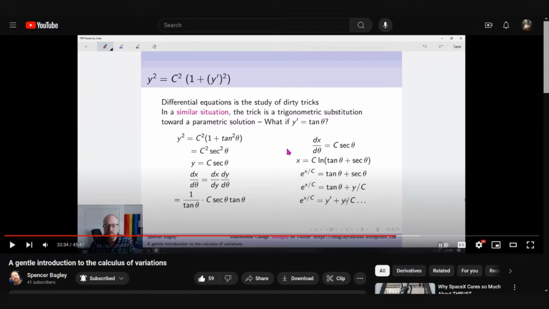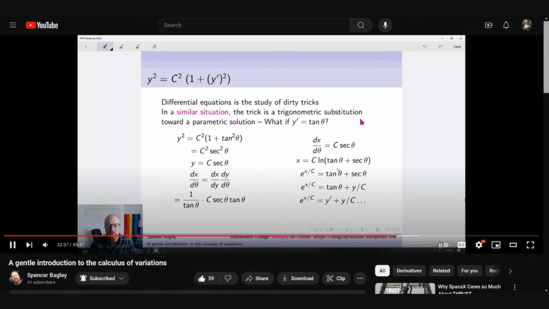Wait, where did I, I'm lost. I'm so confused. How did he introduce theta into the picture? What do you mean y prime is equal to tan theta? What is theta? What does that even mean? I don't know. Something that works.